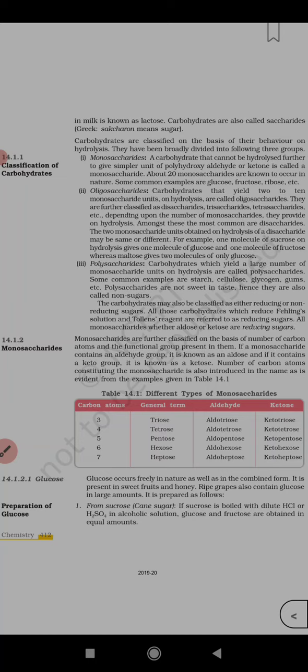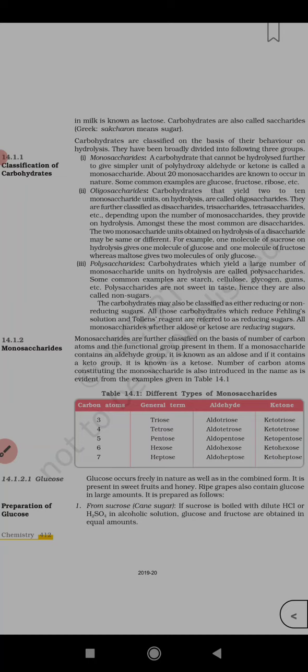Glucose is an aldohexose and is known as dextrose. It is a monomer of many of the larger carbohydrates, namely starch, cellulose. It is probably the most abundant organic compound on earth. The most abundant organic compound on earth is glucose.